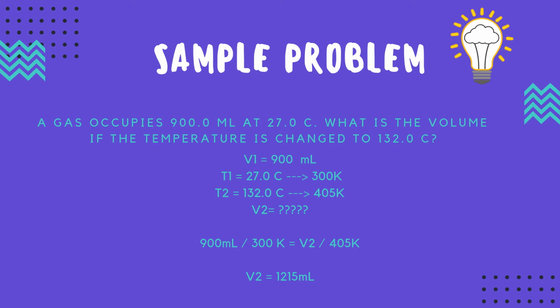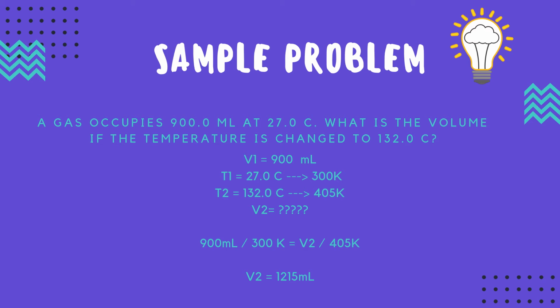First problem. A gas occupies 900 milliliters at the temperature of 27 degrees Celsius. What is the volume if the temperature is changed to 132 degrees Celsius? So, you are given 900 milliliters as your initial volume, which is your V1, and 27 degrees Celsius as your initial temperature, which is your T1, and 132 degrees Celsius as your final temperature, which is your T2. What we are missing is our final volume, which is the V2.